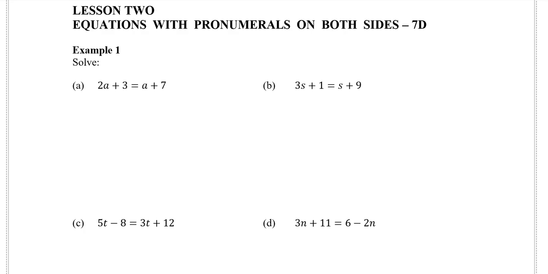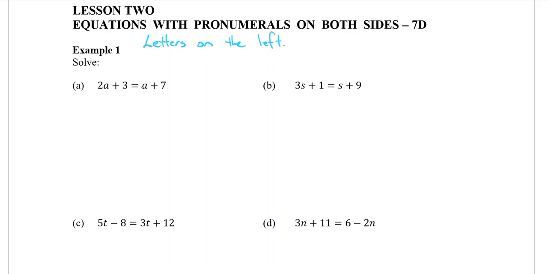What that means is that when you see the question, you'll see the letter, which in this case is A. A is on both sides of the equal sign. When this happens, something to remember is that it's always a good idea to have the letters on the left, and by that I mean on the left side of the equation. We want to collect all the letters up so that they are on the left side of the equation.